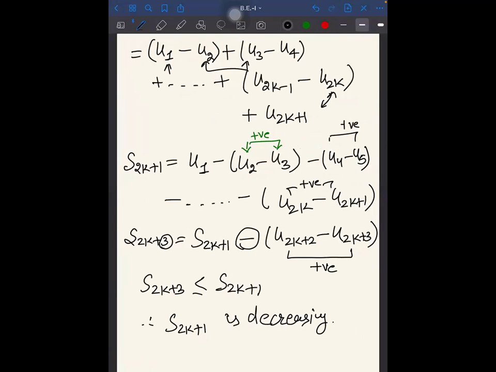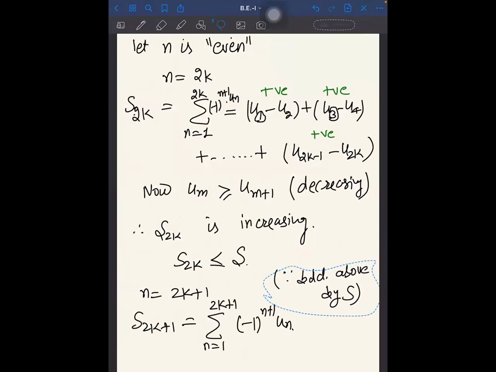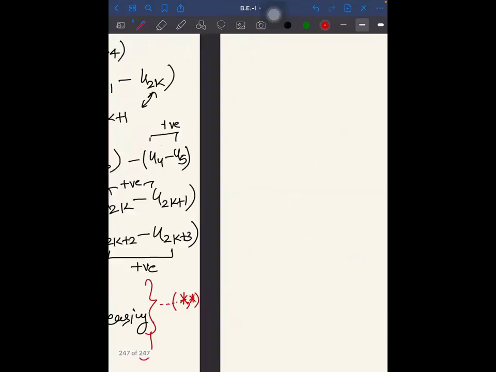But again, because it is convergent, it cannot go beyond S. So S2k plus 1 is always greater than or equal to S. It cannot go outside the limit. So now you have two things to keep in mind. The first, I'll mark with a star, that this is increasing, and I'll mark this other thing with a double star.